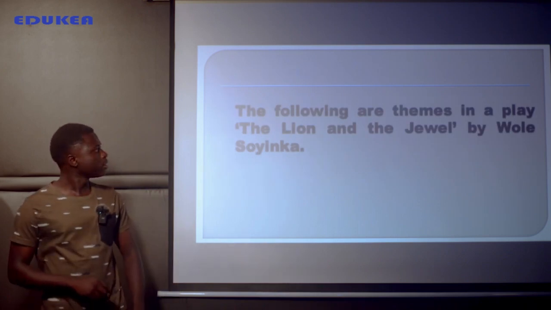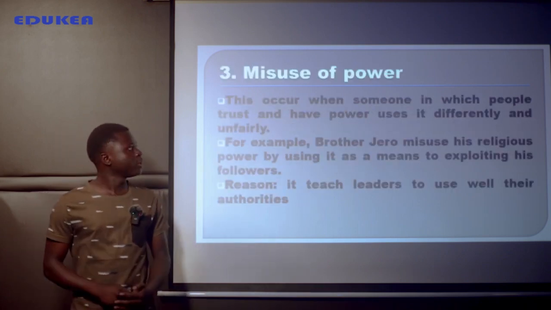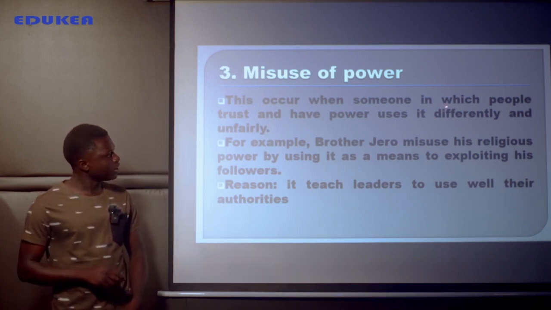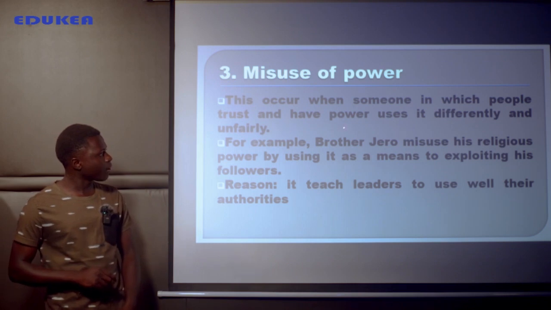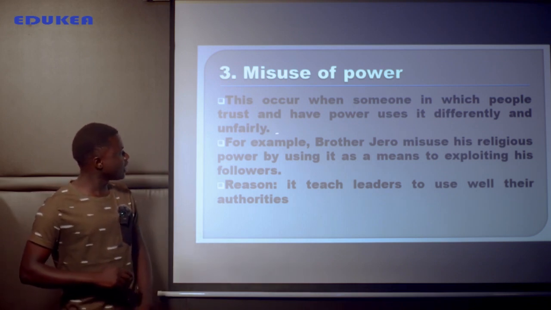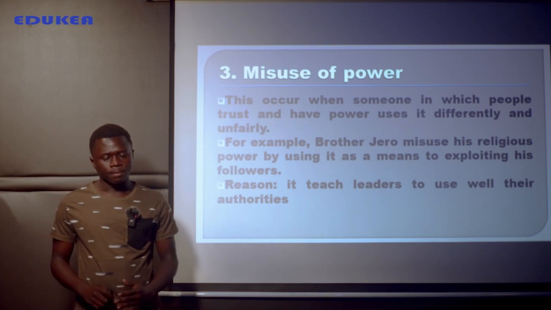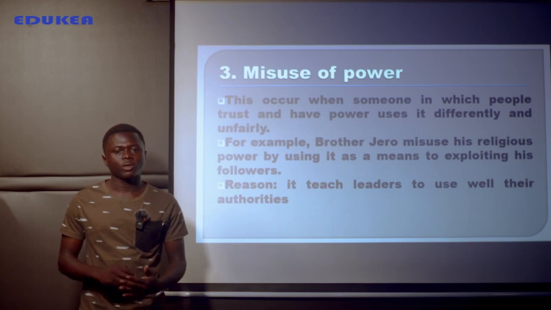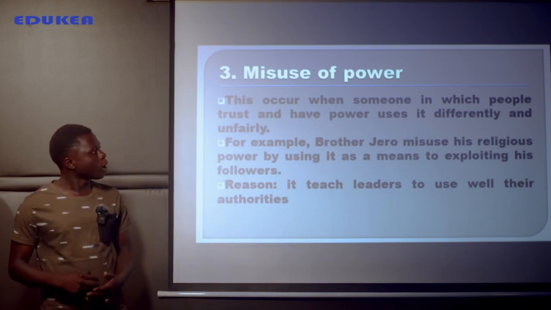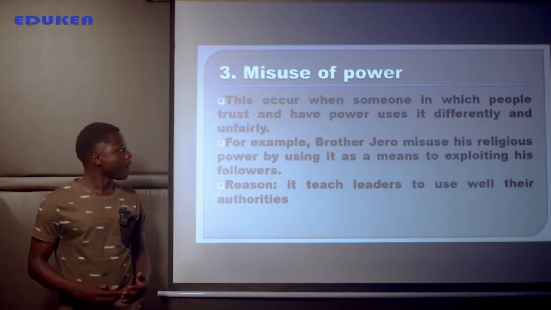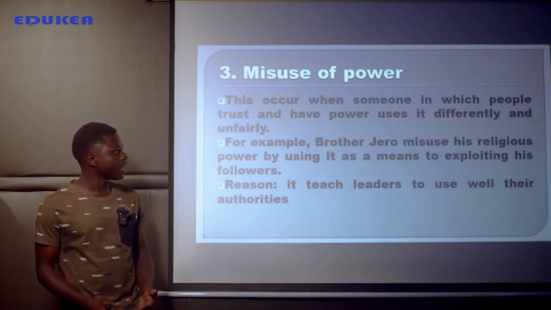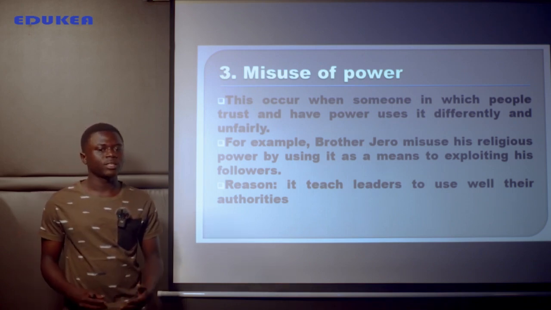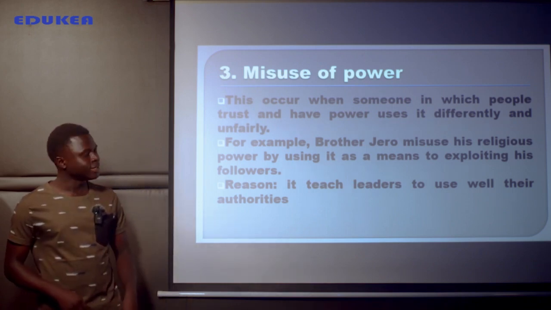And we are moving to another theme, which is misuse of power. This occurs when someone whom people trust and who has power uses it differently and unfairly. Kwamba matumizi mabaya ya madaraka. Matumizi mabaya ya madaraka yanatokea pale ambapo mtu ambaye ameaminiwa na amepewa nguvu fulani katika jamii anatumia hiyo imani au hiyo nguvu aliyopewa katika jamii tofauti ilivyokusudiwa. So that is a misuse of power.